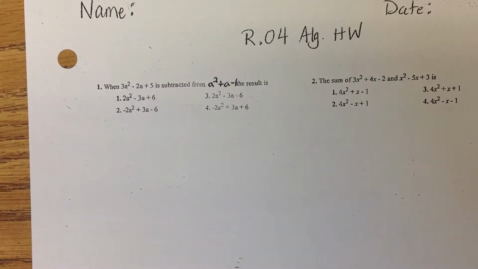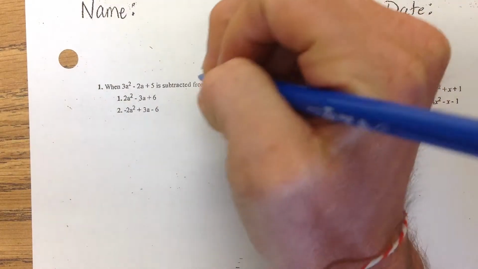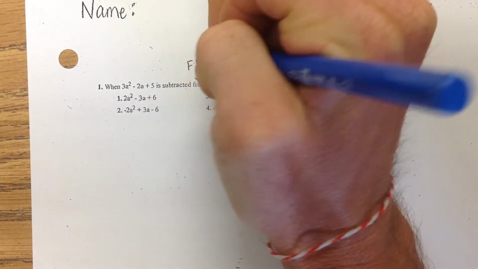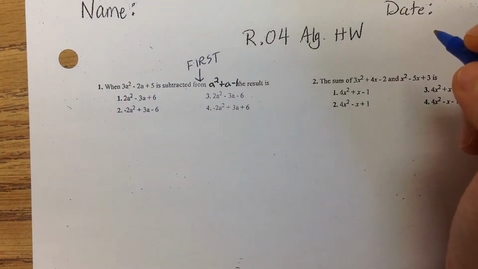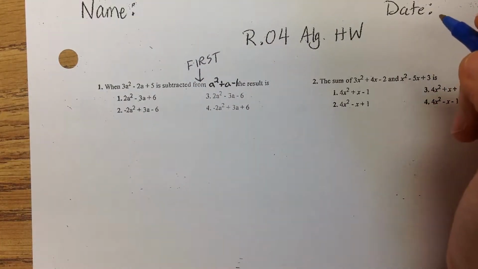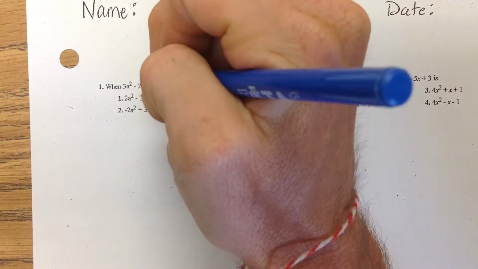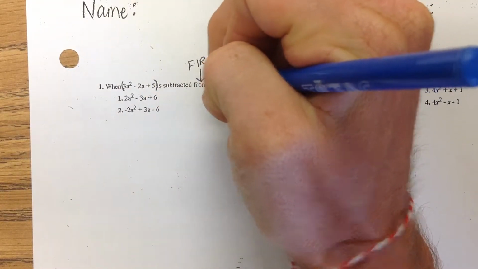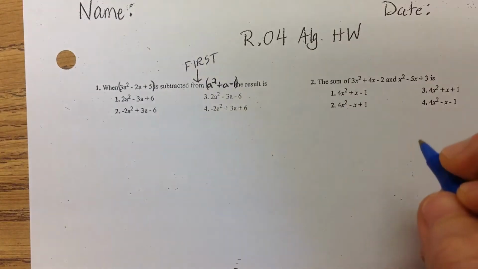When 3a squared minus 2a plus 5 is subtracted from a squared plus a minus 1, the result is... Alright, so there's two major pieces that you have to remember here. One is that the word from means first. So anything that comes after the from is what we're going to put first. And the other piece is even though they don't show them, we need to put both of these in parentheses.